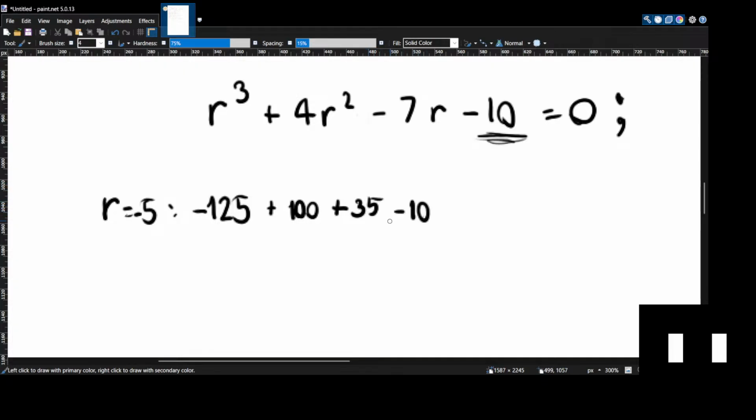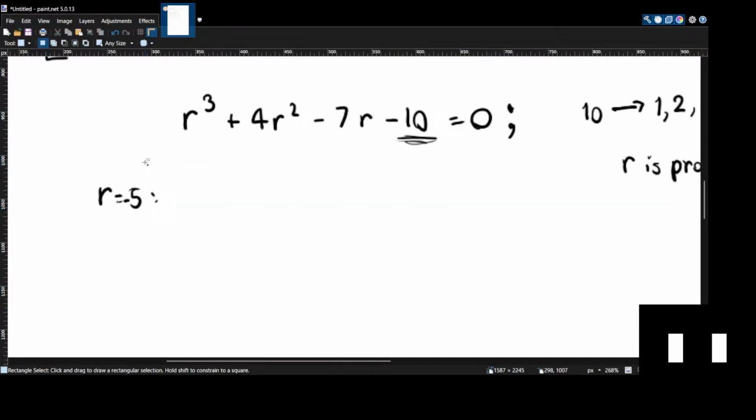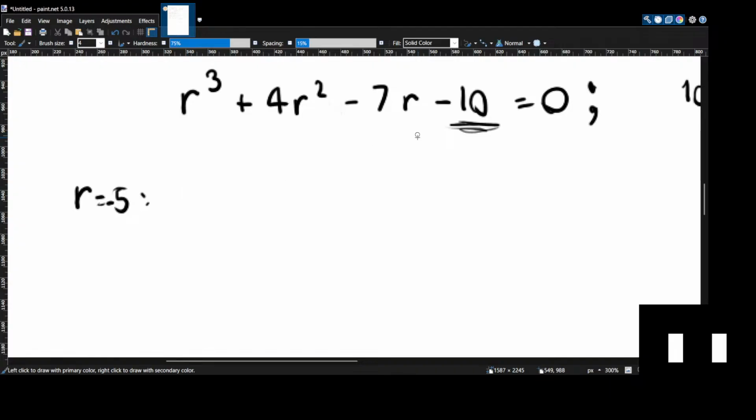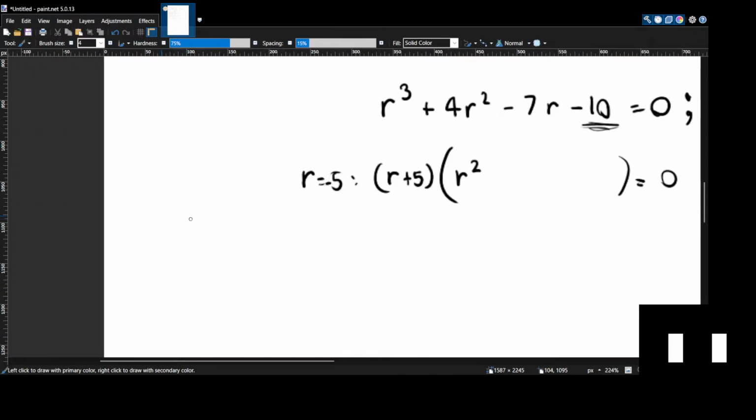minus 10, which indeed is equal to 0. Therefore, one of the possible r's is negative 5. So this means we can turn this into r plus 5 times some other polynomial with r. Now I don't really know what that thing is going to be, so let's try to find it. The first term is going to be r squared, obviously, and now I just have to do some polynomial division.